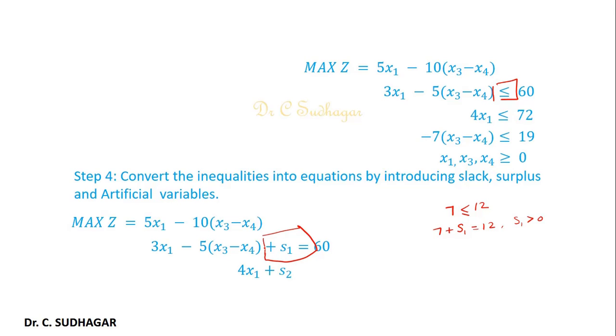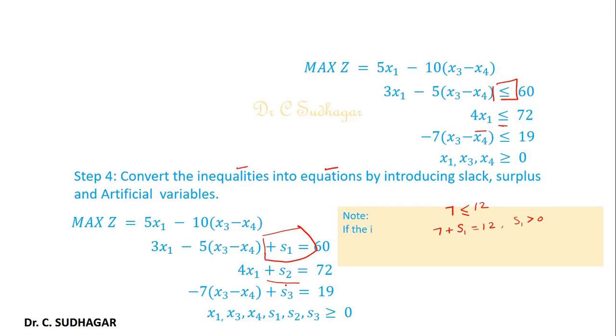Now coming to the next one, 4x1 less than or equal to 72, again we use the same logic here. Less than or equal to was replaced with plus s2. Now the third equation, again we are introducing a new slack variable s3. Now all the variables s1, s2, s3 are greater than or equal to 0. So the fourth step is also completed. We have converted all the inequalities into equations by introducing these variables s1, s2, s3.